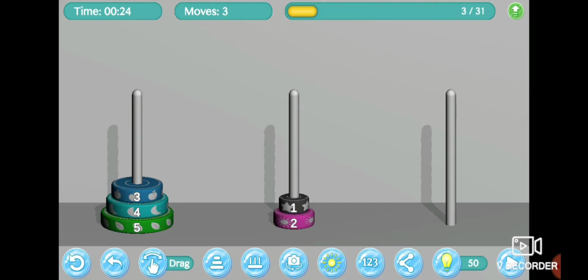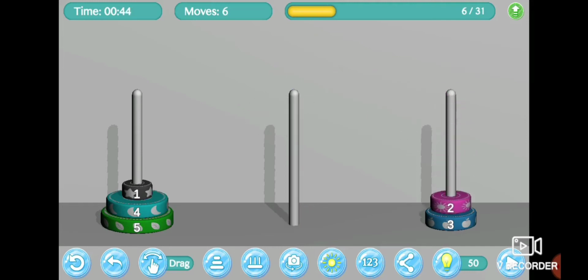And the third disc move to the third rod. And the first disc again move to the first rod. And the second disc move to the third rod. And the first disc again move to the third rod.